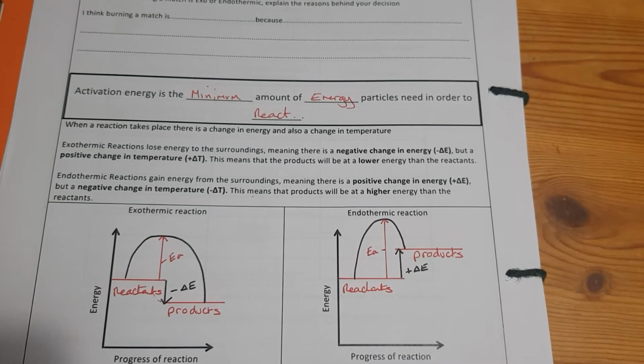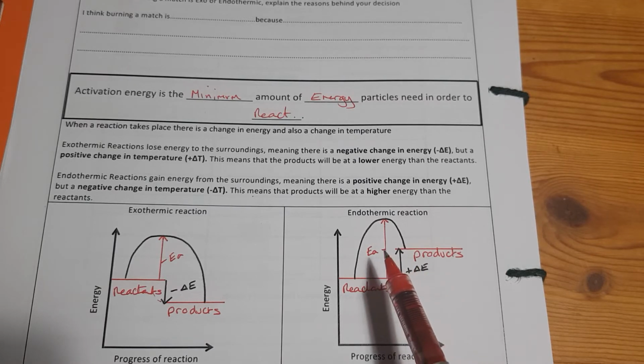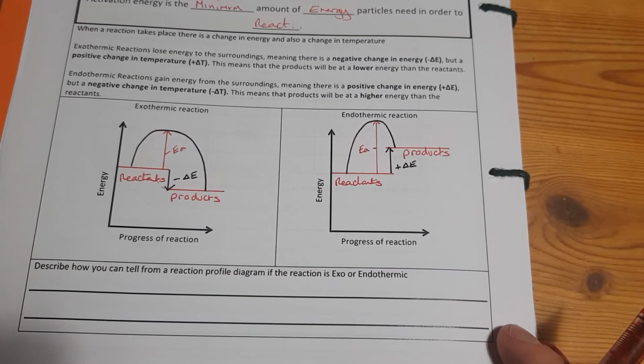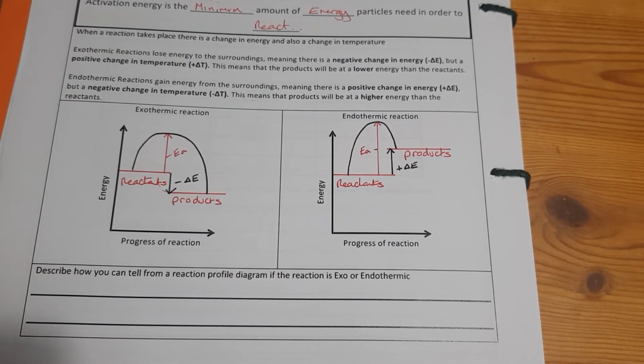And that's it, okay? All they're ever going to ask you to label is the products in relation to the reactants, the energy change, and the activation energy. And again, just use your ruler, make sure they're vertical arrows, vertical lines, and make sure the arrows are going the correct direction.